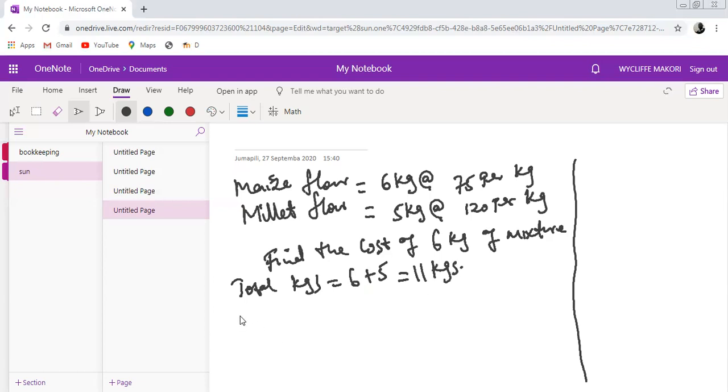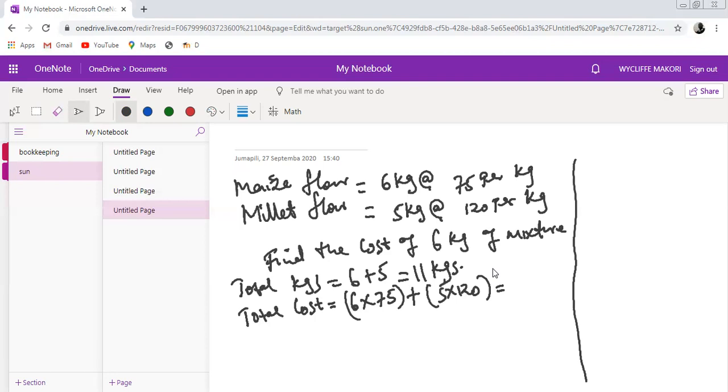Then the total cost. Which should be 6 times 75 to get the total cost for the maize flour. It is actually 6 and each kg 75, so it is 6 times 75. Then we add the cost of the millet flour, which is 5, and each kg is 120, so it is 5 times 120, which you are going to get what?